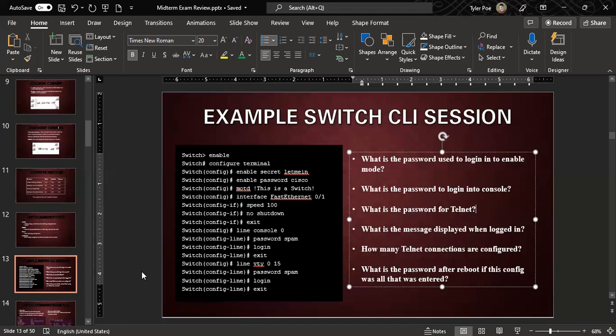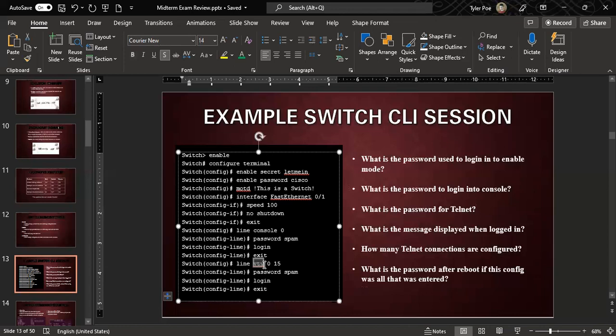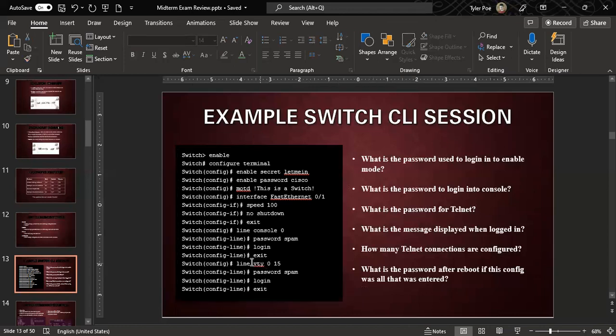That password is also spam. Very good. So that's the only option left, so I'll say it. So line VTY. So basically that's for like Telnet and SSH. That's basically signing in over the internet. So yeah.